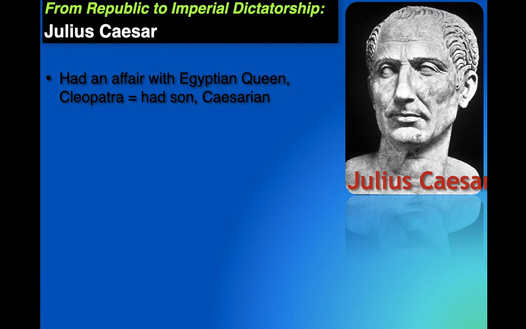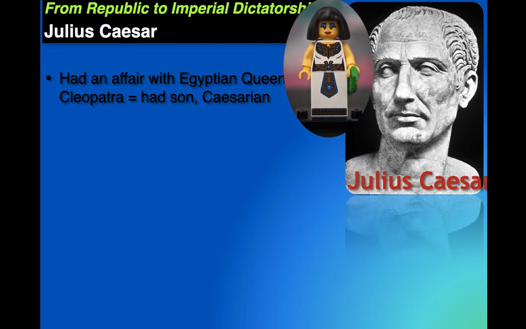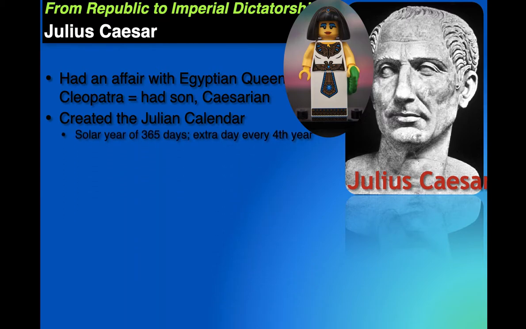So Julius Caesar had an affair with the Egyptian queen Cleopatra and had a son, Caesarion. He created the Julian calendar, a solar year of 365 days, and an extra day every fourth year. And guess what? We use this today. Used it until the 20th century by many. July is named after Julius Caesar, so the month of July in the summer is after Julius Caesar.